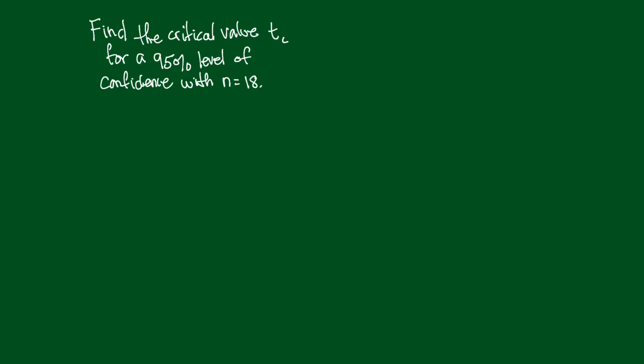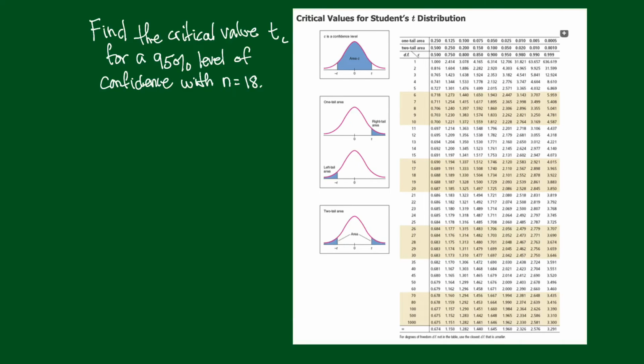Let's do an example of trying to find a critical t-value. So suppose we want to find, using a table, a critical value, call it t sub c, just like we did z sub c, for a 95% level of confidence with n equal 18, so a sample size of 18. Here's a table of t-values. Now we have to figure out how to read this. There's a lot going on here. We're going to be able to find confidence intervals, and then down here, this is for hypothesis testing. We're going to do this in the next chapter.